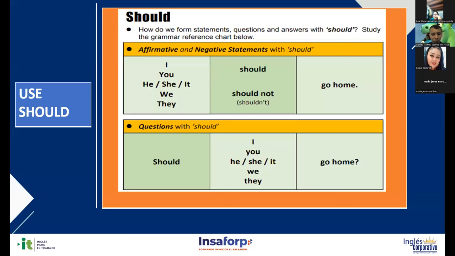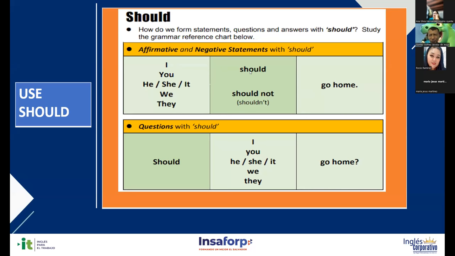Okay. Now the negative form is shouldn't. Should not or shouldn't. You say, I shouldn't go home. You shouldn't go home. He, she, it shouldn't go home. They shouldn't go home. And you see it's the same, only you add the negative.